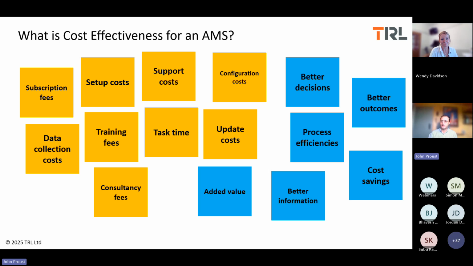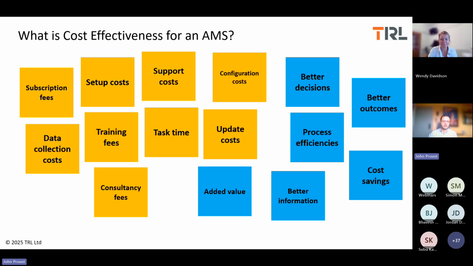Some of these obviously are quite straightforward, things like just direct costs, subscription fees, setup costs, support. Then you can have this sort of gray area where you've got maybe training that's required, possibly consultancy. A lot of the time consultancy is required with an AMS to get best value out of it. What we're going to try and show you today is that we've tried to design against that. So we try to design a system which minimizes the need for those types of consultancy costs.